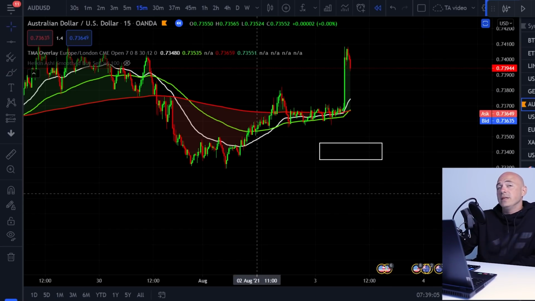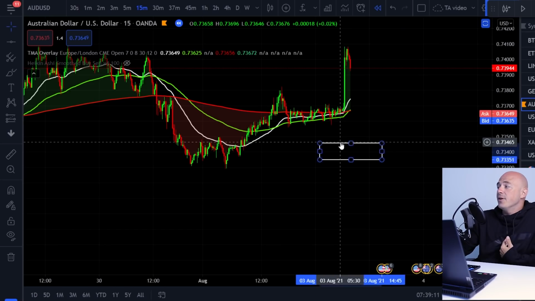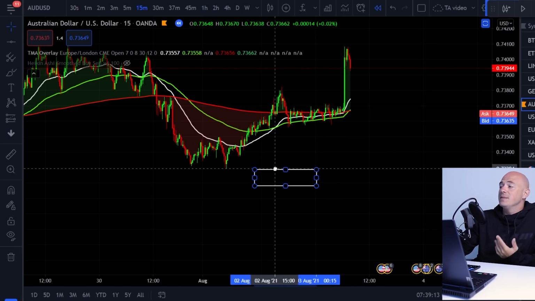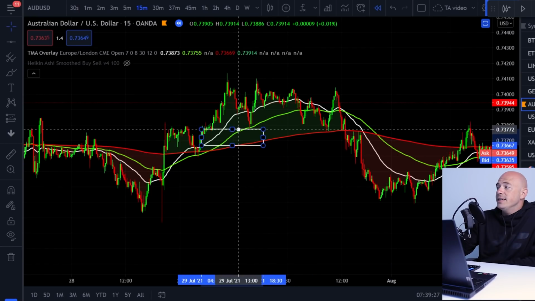Now, this is Australian dollar, US dollar. It's got nice price movement and it's my preferred Forex pair to trade. Right here, I've drawn a box. This box is exactly 10 pips. You can see in between these moving averages, we get 10 pips. And also on breaks and retests, we get 10 pips. 10 pips is very, very easy to get in the Forex markets. Also depending on the pair, but very easy to get.